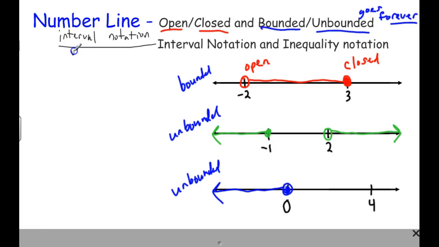Looks like this. You're going to have a lower bound, comma, upper bound. Always put the smaller number first. So in this case, the smaller number is -2, so we'll say -2, comma. The upper bound would be 3. And because this is a closed circle, I'm going to put a hard bracket here. Closed circle, hard bracket. Open circle, parentheses. And that is interval notation.